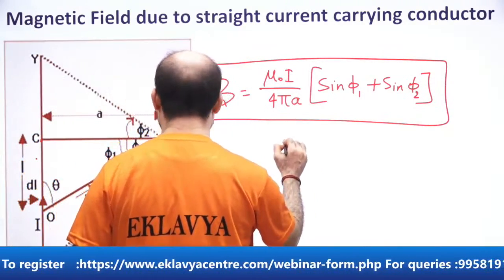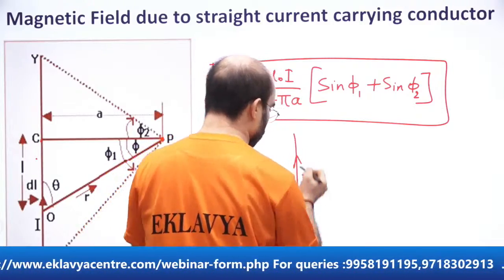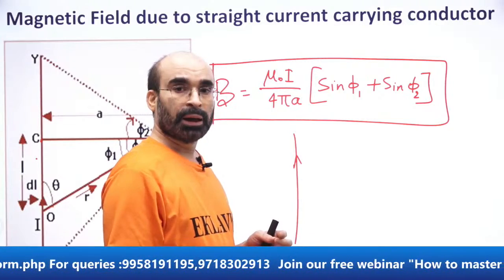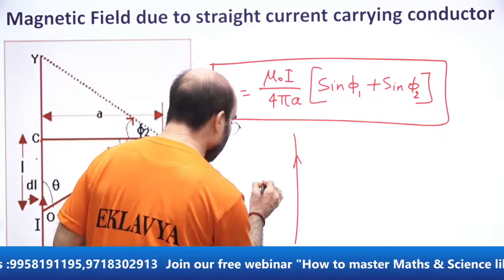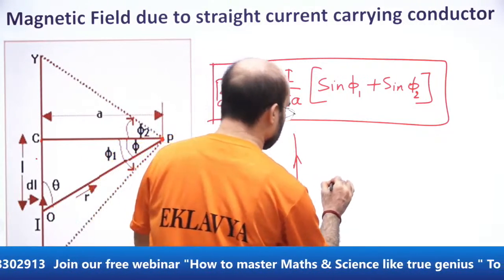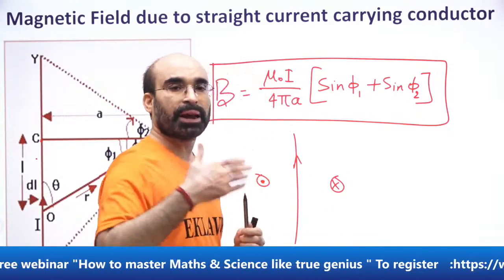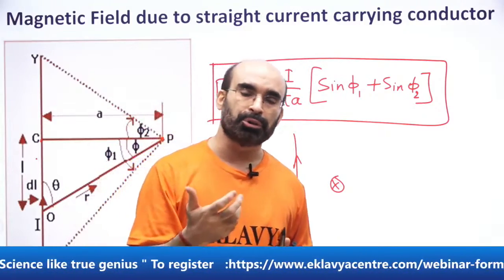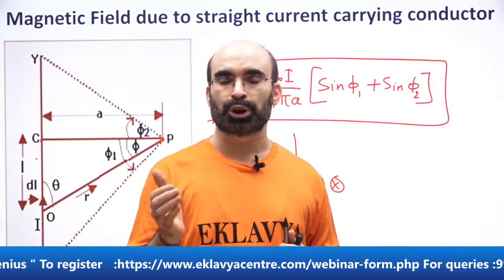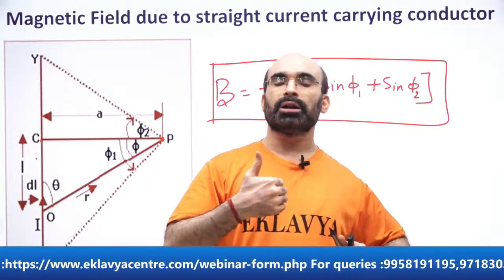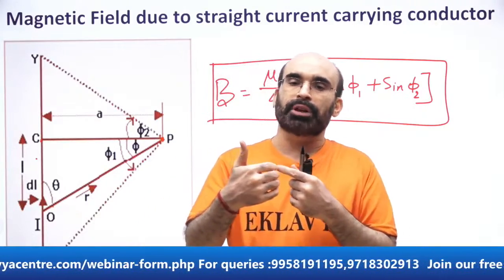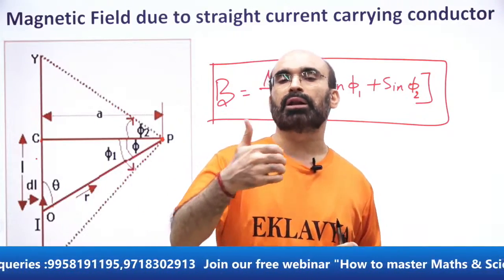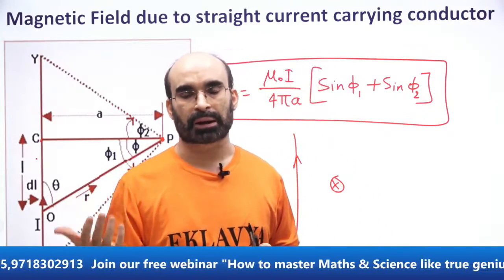Now, what is the direction of the magnetic field? This is very interesting. If you have the conductor placed on this plane, the magnetic field here would be out of the page and here it would be into the page. As I have told you, the direction of the magnetic field is found using the right hand thumb rule. If current is represented by the thumb, then the curl of the fingers gives us the direction of the magnetic field.